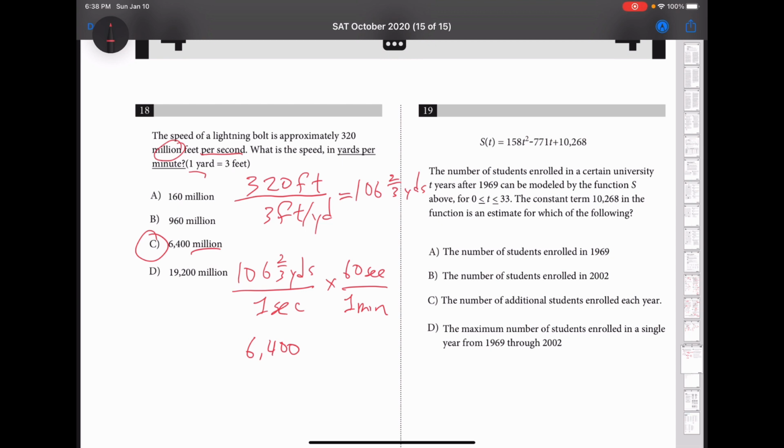So in any of these equations, this is always representing the constant or the starting number of students at the beginning of the equation. So it says T years after 1969. So this would be 0 years after 1969. So this is the number of kids in the school in 1969. The answer is A for number 19.